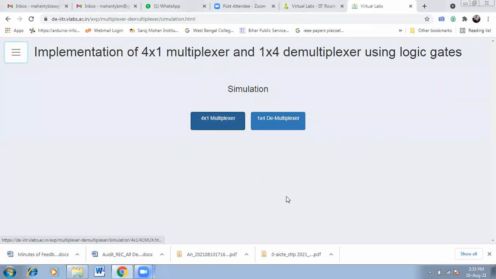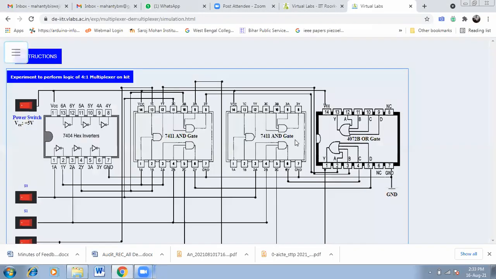Now move to the circuit part. So this is your circuit. Anytime you are designing or implementing any digital circuit, when you go for running it you have to apply the power supply, that is 5 volt. It operates under a 5 volt DC supply. So make it on. Green means the power supply has been given here.